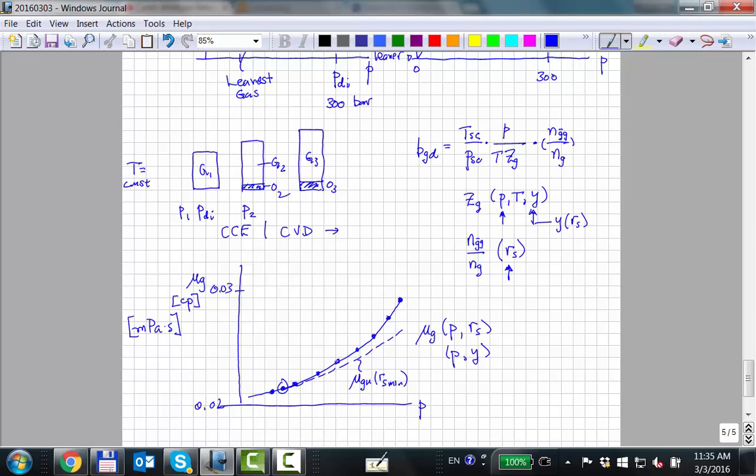Likewise, if you took a richer gas and went to pressures above its dew point, then it would have something that might look like that. So these are the undersaturated, and these are the saturated. Gas viscosity is a function of pressure and composition, whereas the undersaturated mu g is only a function of pressure, because the composition is held constant. Here we're talking about pressures greater than or equal to the dew point of that gas. So that's the dashed line, and this is the solid line.